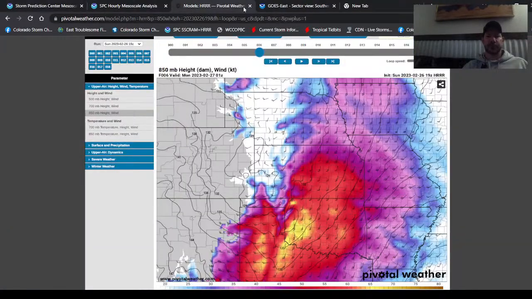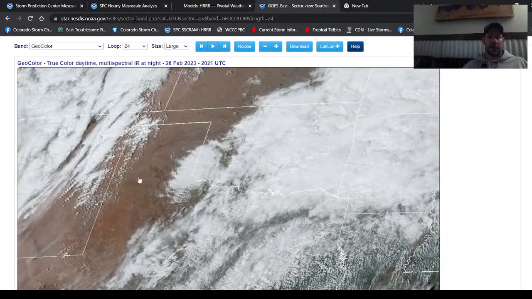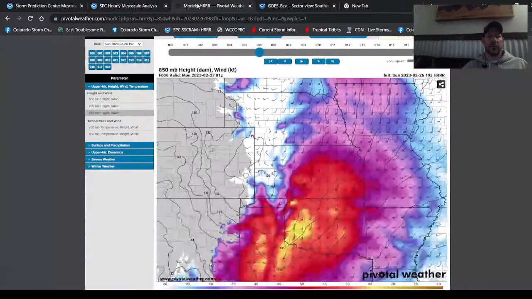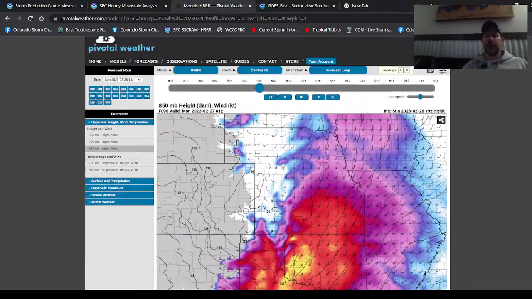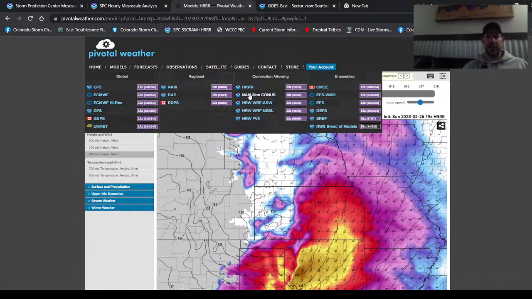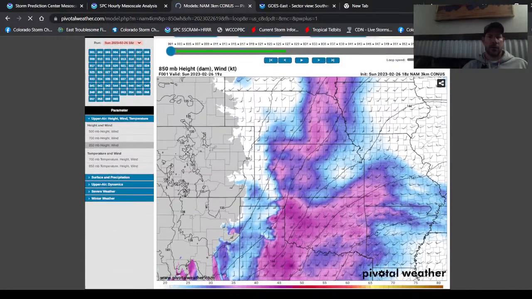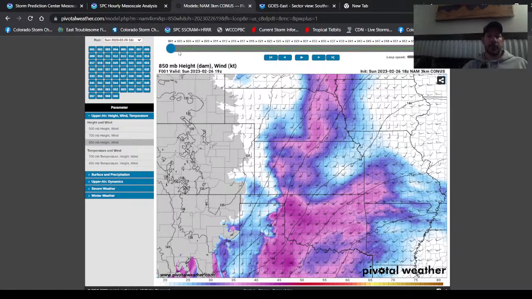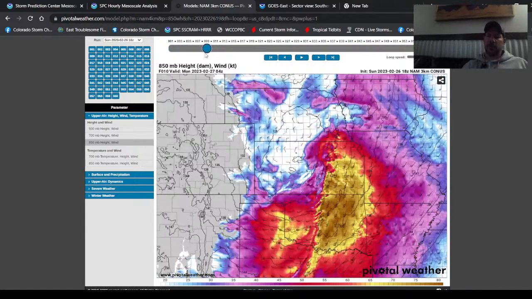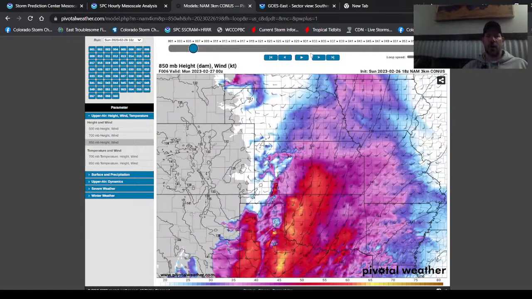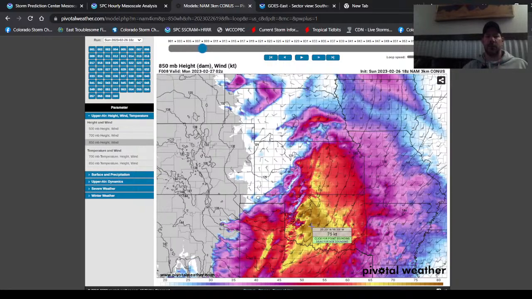So again, clear skies, moisture flowing. This area right here seems prime for our next group of storms. Let's see what the 18Z 3K NAM does. Again, there's that strong 850 low level jet, cranks in right at sunset.